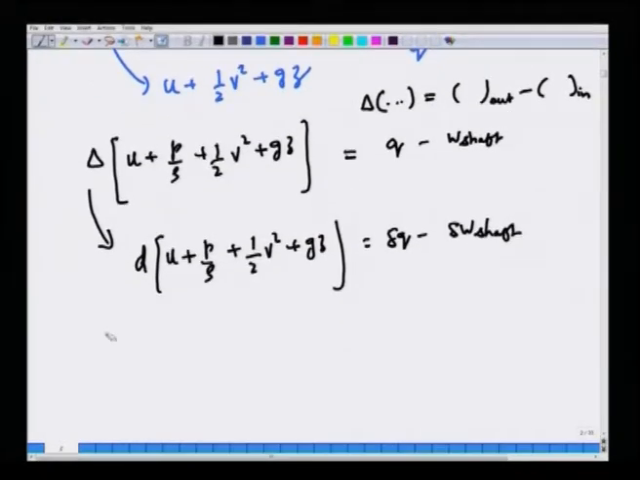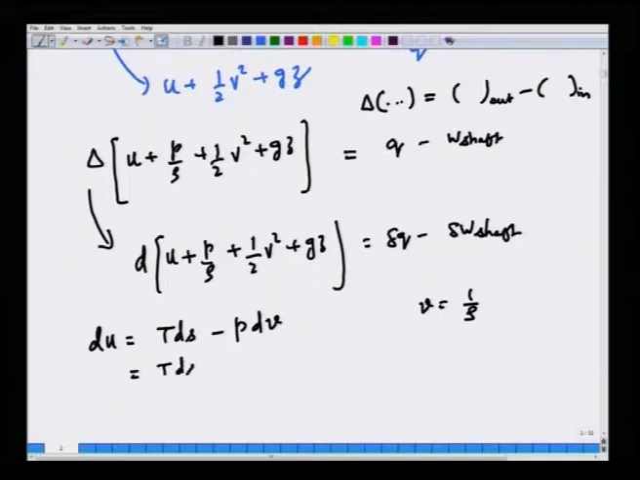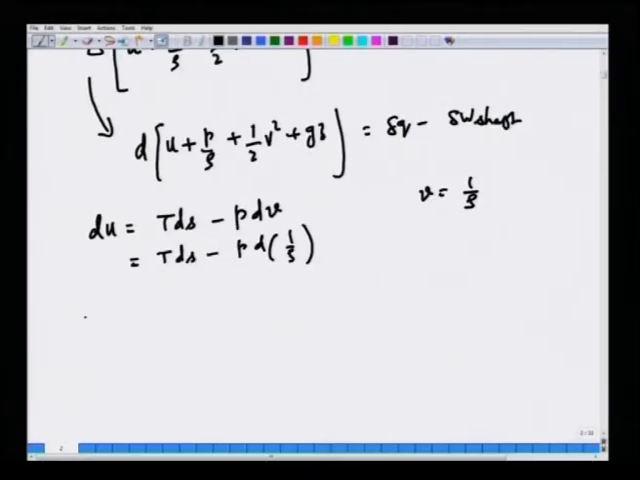Now, you can borrow or adopt a relation from thermodynamics. du is T ds minus P dV. V is the specific volume, which is 1 over density, so it is T ds minus P d of 1 over rho. When you substitute this back, I am going to substitute this in the du here.